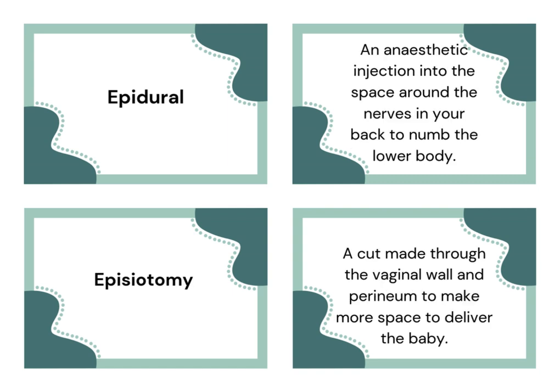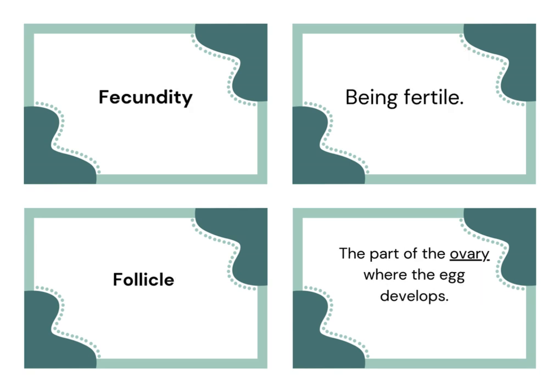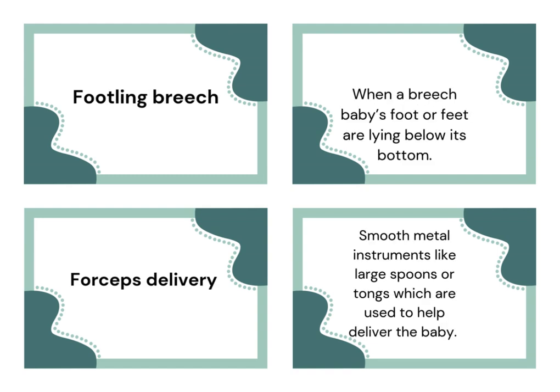Epidural, an anesthetic injection into the space around the nerves in your back to numb the lower body. Episiotomy, a cut made through the vaginal wall and perineum to make more space to deliver the baby. Fecundity, being fertile. Follicle, the part of the ovary where the egg develops. Footling breech, when a breech baby's foot or feet are lying below its bottom. Forceps delivery, smooth metal instruments like large spoons or tongs, which are used to help deliver the baby.